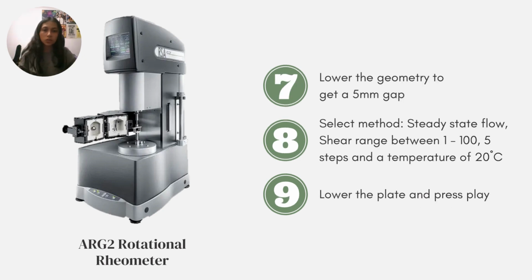After that, we lower the geometry to get a 5 millimeter gap. Then we select the method we want to use, in this case, steady state flow with a shear range between 1 and 100 with 5 steps and a temperature of 20 degrees Celsius. Finally, we lower the plate and press play.